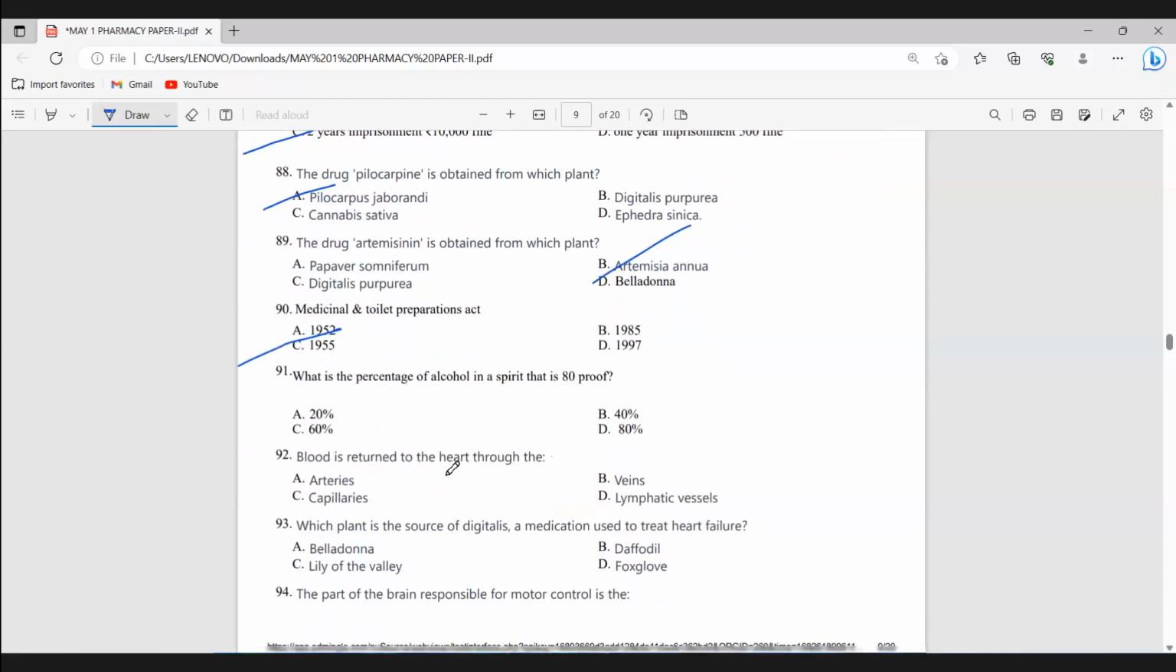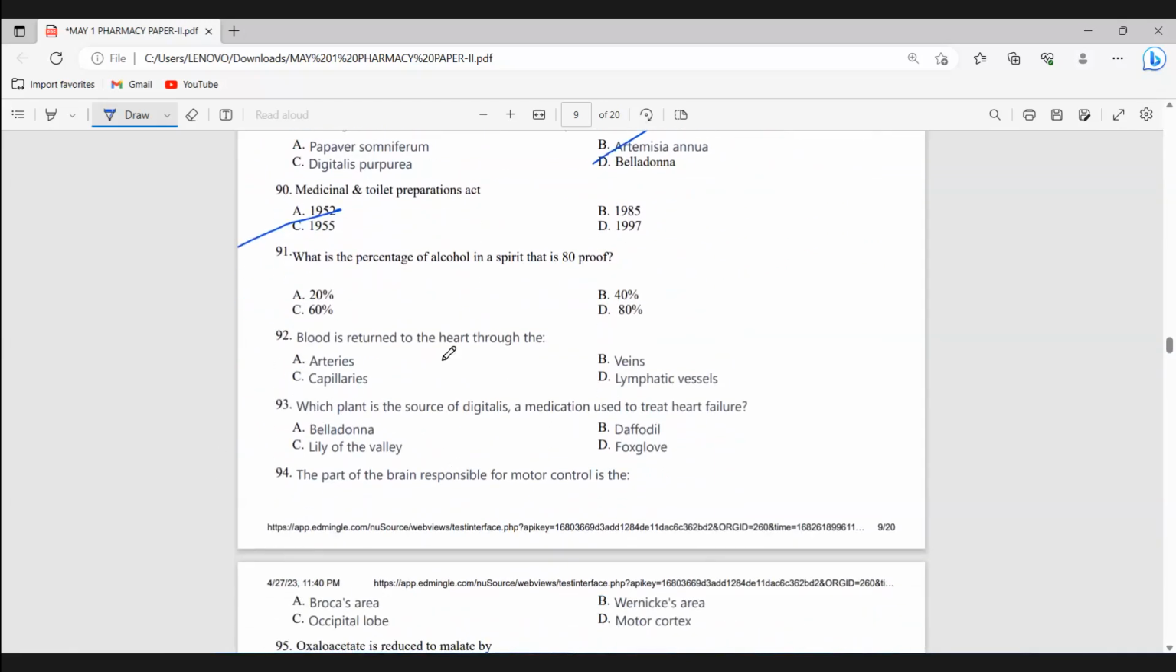Then 91, I will give you. Then blood is returned to the heart through veins. Then 93, which plant is a source of digitalis, a medication used to treat heart failure? Foxglove.